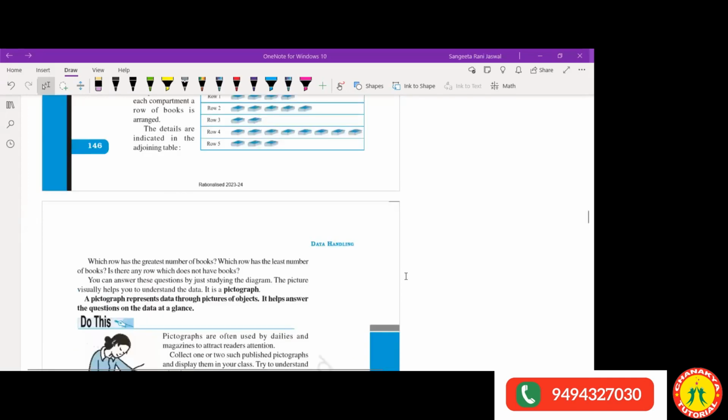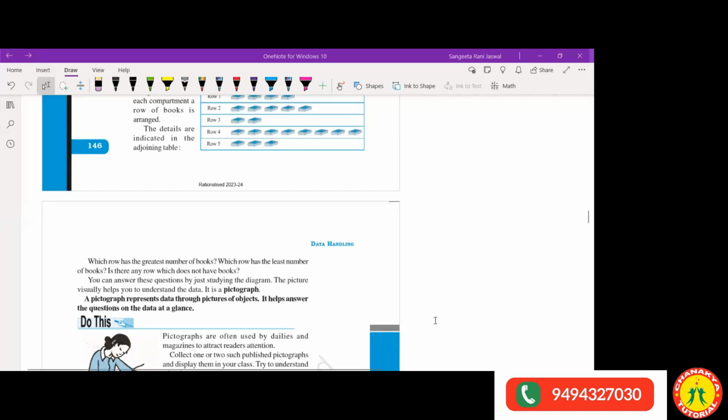So a pictograph is something that represents data with the help of pictures, and hence you have the name pictograph. The name itself explains it. A pictograph represents data through pictures of objects. It helps answer questions on the data at a glance. At a glance means just by looking at the data, you'll be able to visualize what the graph is telling you.